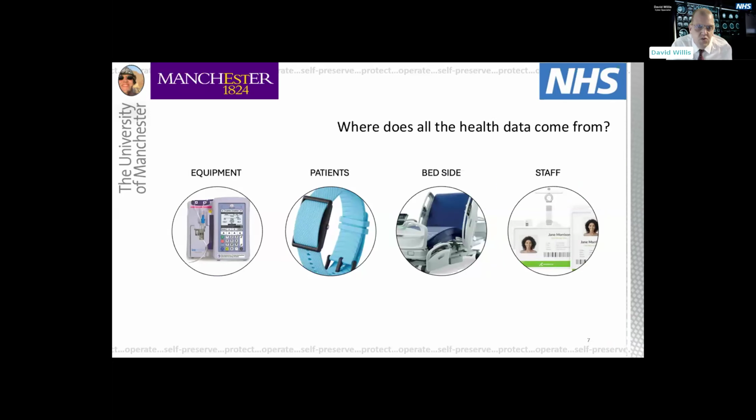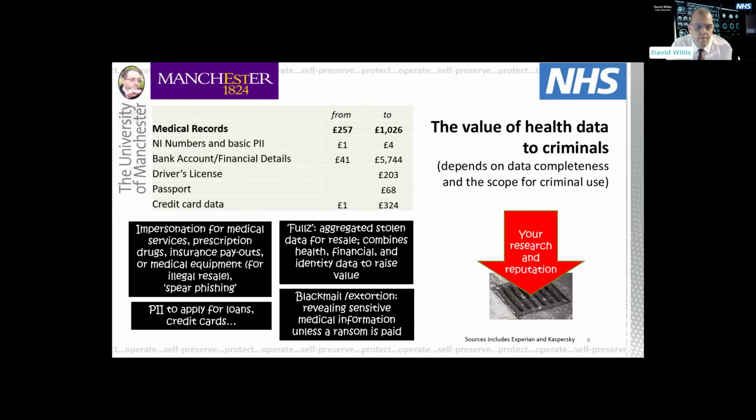So where does all our health data come from? Now, we've been talking about wearables and mobile devices, but actually in the NHS, it comes from all sorts of different types of equipment, including patient wearables, including kit that might be attached to the patient at a bedside. And it includes stuff that staff type into the system. Next slide, Danny.